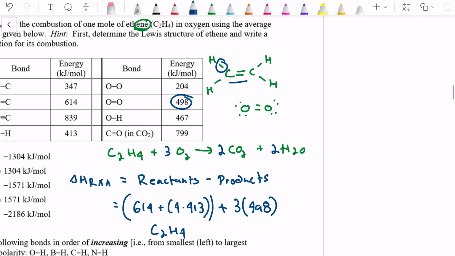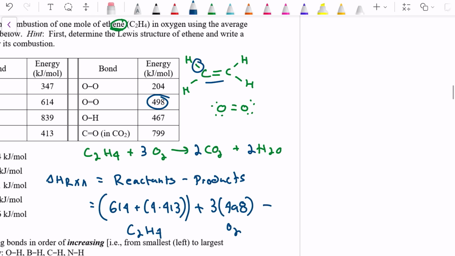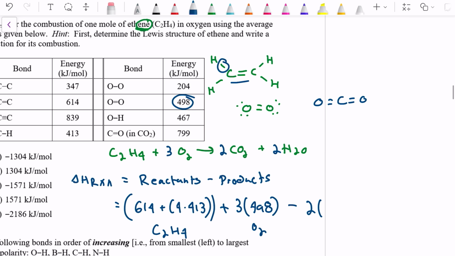So this is my O2. Okay, now let's do products. We have 2 carbon dioxides. I'm doing it in blue, whatever. Within carbon dioxide, we have 2 of these CO double bonds. So we have 2 of them, so 2 times 799.